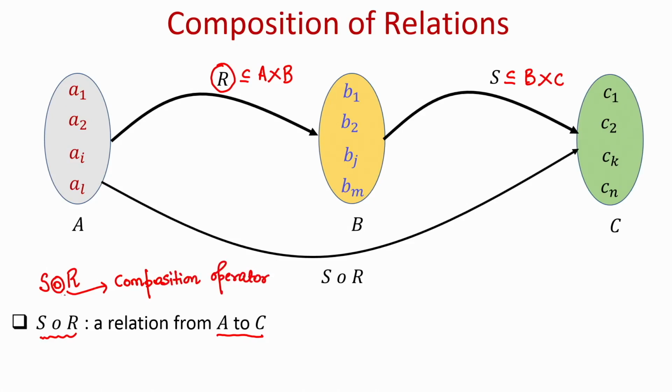Right now I am composing the relation S with the relation R. If I write R composition S, then that is a different relation. That means I am composing the relation R with the relation S. That means here S will be applied first and on top of that the relation R will be applied. So, the notation specifies clearly which relation is composed with which relation. So, this S composition R will be a relation from the set A to C.